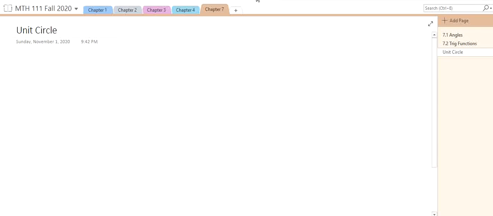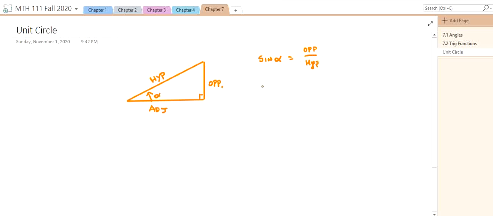Okay, when we're talking trig functions, and we consider a right triangle, then, as you recall, we had sine of this angle alpha equals the opposite side length over the hypotenuse, and the cosine of alpha equals the adjacent side length over the hypotenuse.